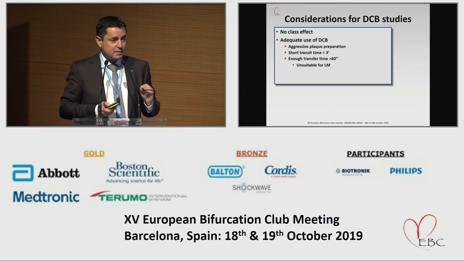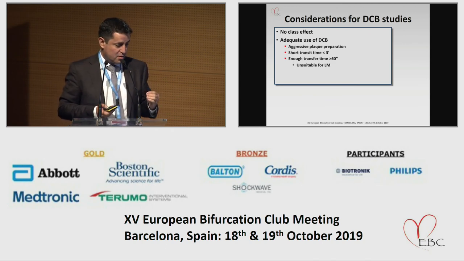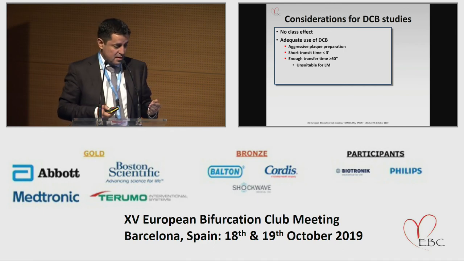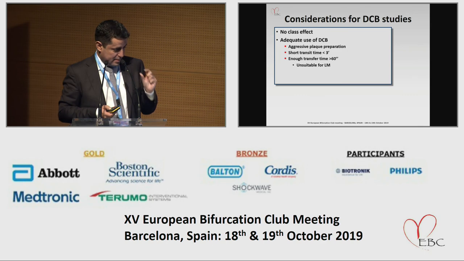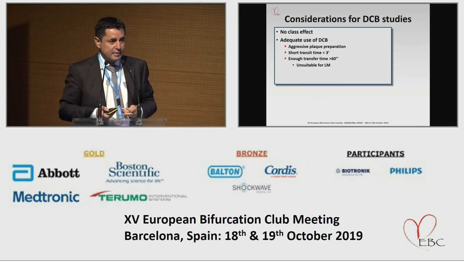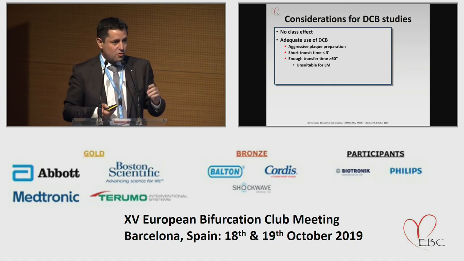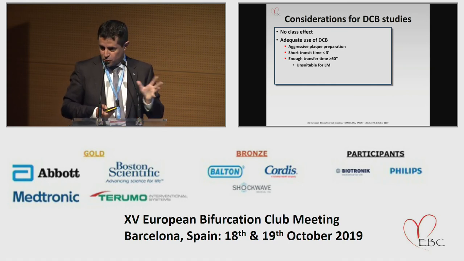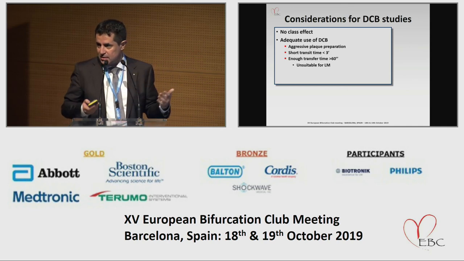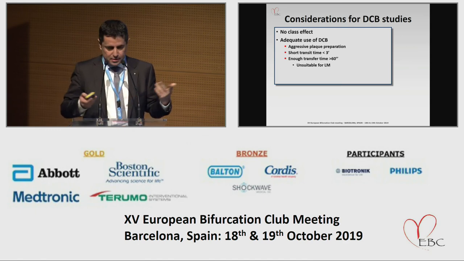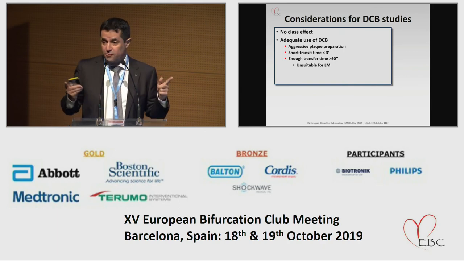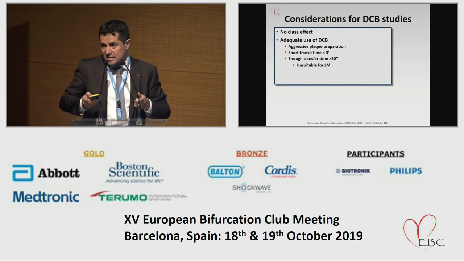The second consideration is that it's very important to make adequate use of the drug-coated balloon. In aggressive plaque preparation, as we have mentioned, we have to keep a very short transit time, less than 3 minutes, ideally. For instance, this is one of the drawbacks of combining the AngioSculpt or the scoring balloon with the drug-coated balloon. Probably our transit time will increase because there are bulky devices that probably will not cross and we will spoil the technology. And also allow enough transfer time, more than 30, ideally 60 seconds.